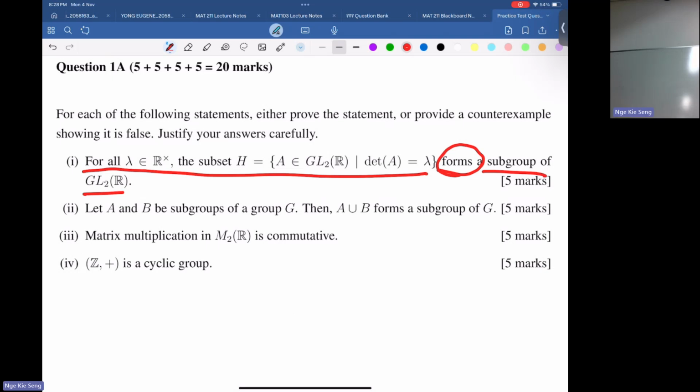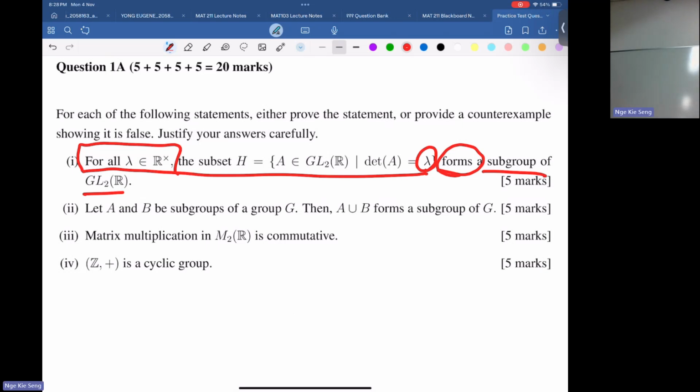To talk about a subgroup, you need to talk about the group. So this is a subgroup of GL2. What's GL2(R)? Invertible matrices, 2 by 2 invertible matrices. And I quantify something. I quantify the lambda. Meaning what? For every lambda, it has to be a subgroup. True or false?